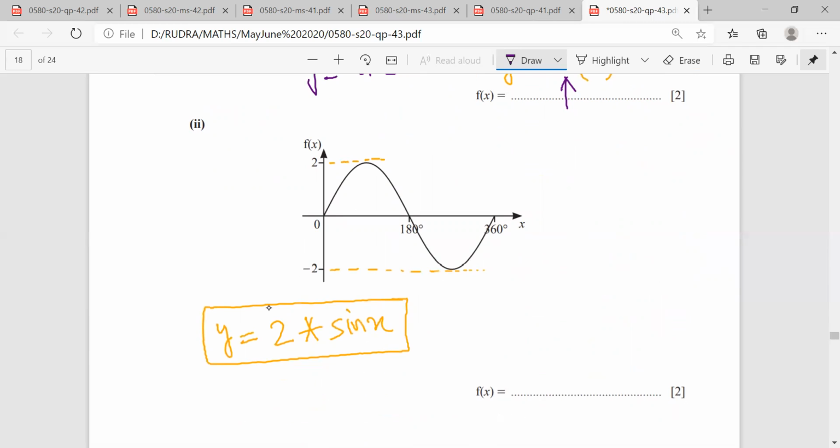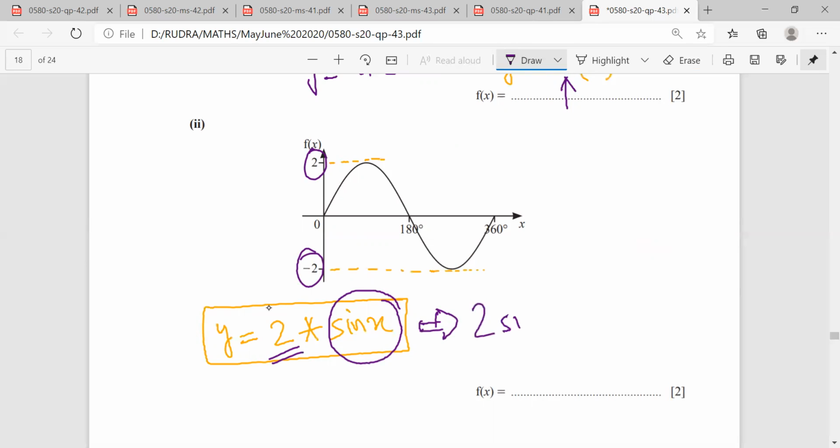Now I need to look at the graph carefully. This seems to be a sine graph. Yes, that is correct. But then if you look at these points, the interesting conclusion that you will get is that in this graph, the value of sin x is getting multiplied by 2. Any doubt about this? No, sir.